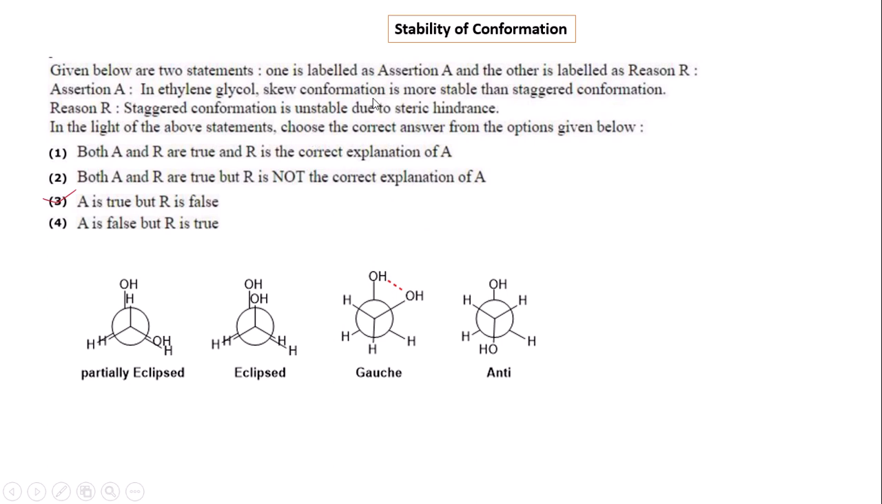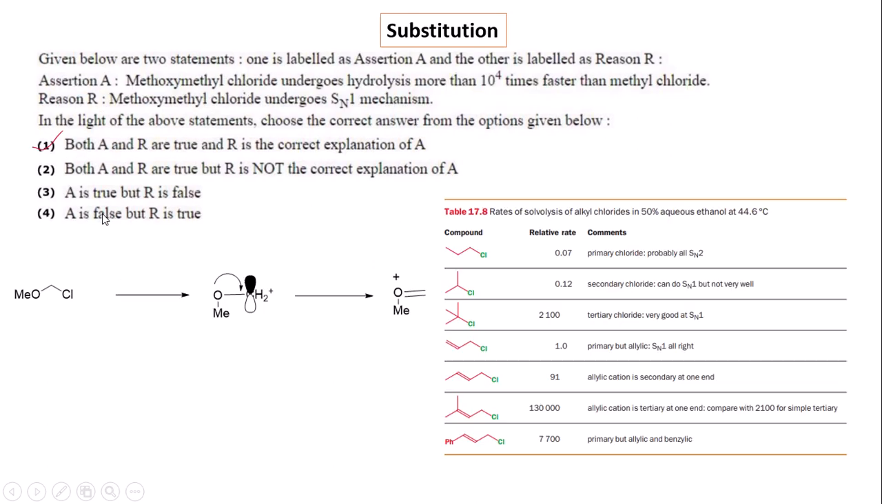Now we go to the stability of the different conformations. In the case of ethylene glycol, it is always present in the skew conformation, meaning the gauche conformation, which becomes more stable than the staggered conformation, meaning the anti conformation. In the gauche conformation, the intramolecular hydrogen bonding stabilizes it, but the anti conformation is less stable. Here no steric interaction is present, so the assertion A is true but the reason R is false.